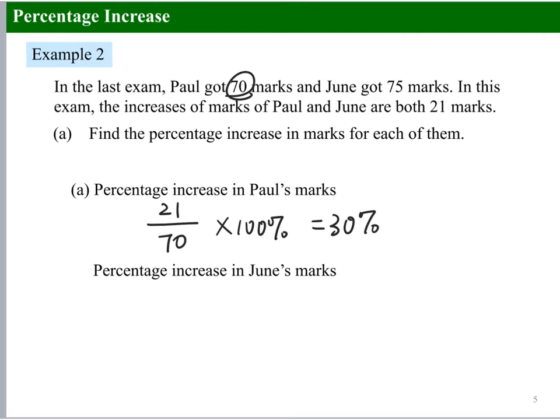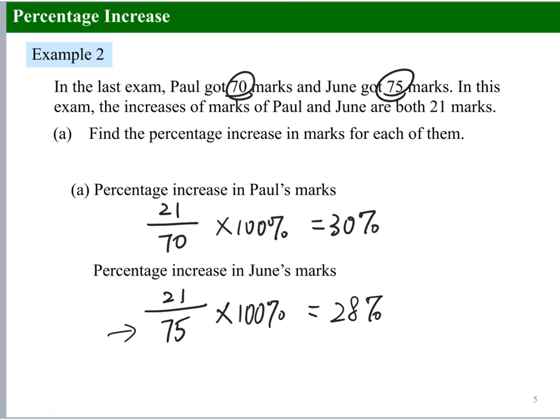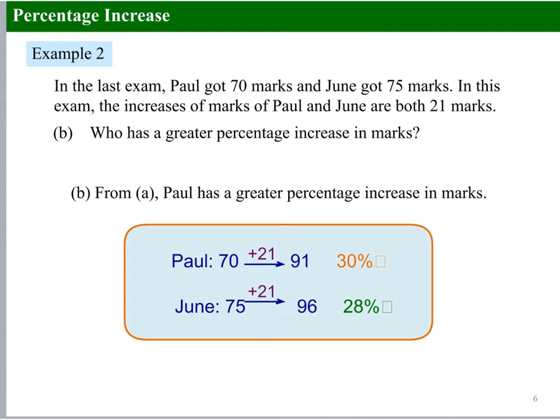For June, the increase of the marks is 21, but the original value is now 75, times 100% equals 28%. So we can see if the original number is greater, the percentage increase will be smaller, if their increase of marks are the same. On this page, it will be clearer.